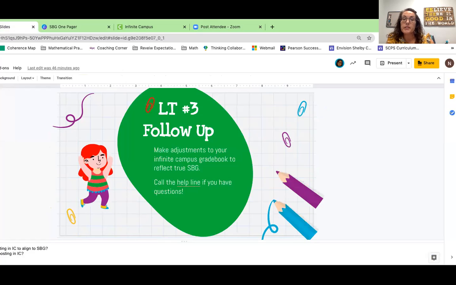And your follow-up for this learning target is just to make those adjustments in Infinite Campus following the one-pager that's in our Google Classroom and Mr. Stewart's video. We want to make sure that our gradebook is reflecting true standards-based grading. So there will be parent communication, so parents will know when they see those grades dropping what's going on. We're going to have a helpline for you if you have questions and you're not sure what to do in the case of X, Y, or Z. So call that helpline and we'll come running and help you and answer your questions and support you however we can.